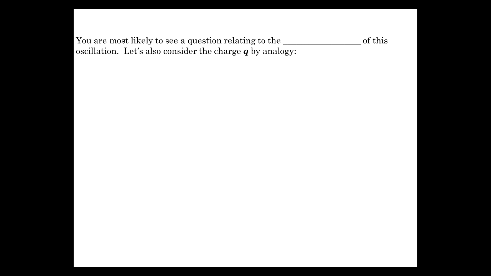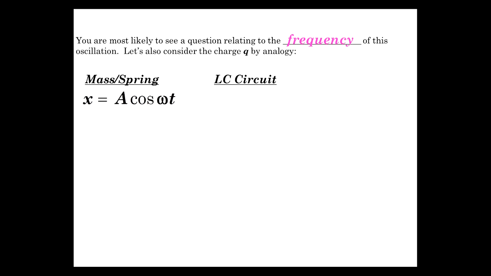When you encounter problems with inductors and capacitors together, typically what you're asked to do is find the frequency of the oscillation, as opposed to the period, which was more typical with the spring-mass system, for instance. So mass-spring, LC, let's compare. We had position x equals A cosine omega t. By analogy, in the LC circuit, we have q equals maximum value of little q, which is big Q, cosine omega t. And then, of course, if we take the derivative of q, we get I.